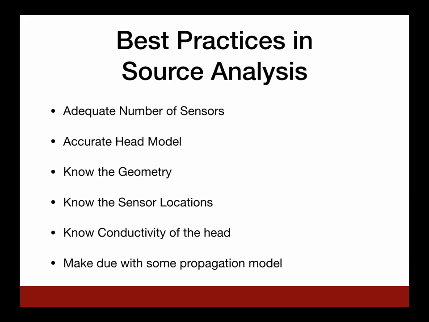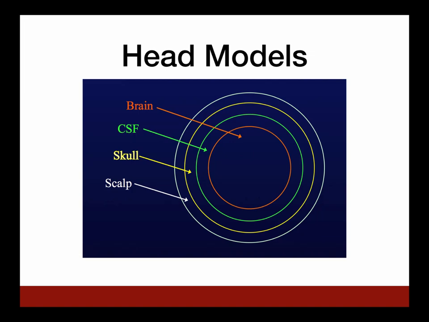So typically what we do is we make do with some kind of propagation model, which gives us a lot of these essentials. But early source models tended to focus on what we call the sphere model, where we had concentric circles. The inner one was the brain, then we had CSF, then we had the skull, and then we had the scalp, and we just assigned values of smearing or conduction to each of these.